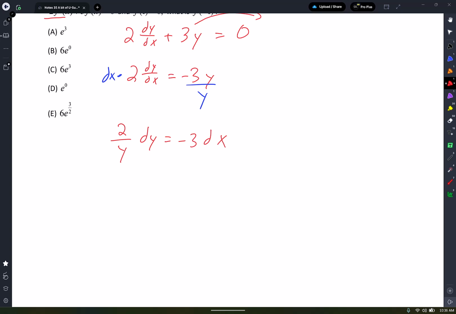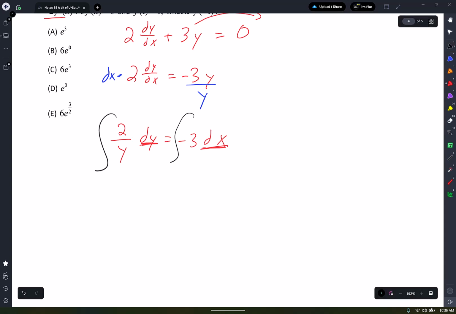Notice on the left-hand side, I have this differential dy. That's similar to like a delta y, except it's a differential. And on the right-hand side, I have a dx, which is similar to a delta x, but it's a differential. Are we still okay? Now I have something that I can integrate with. What is the antiderivative of 2 over y?